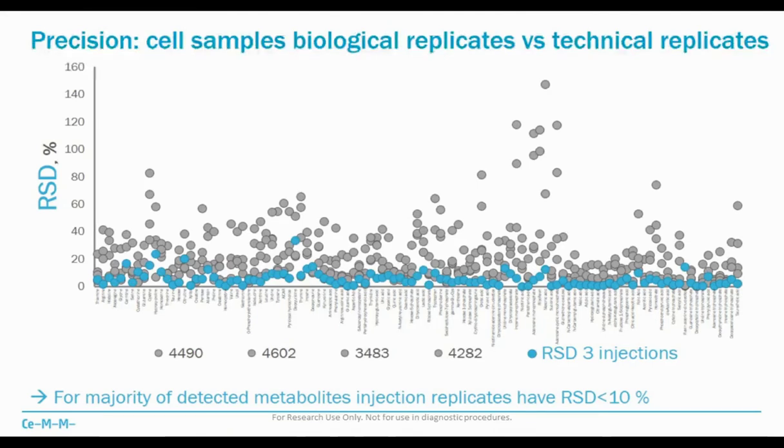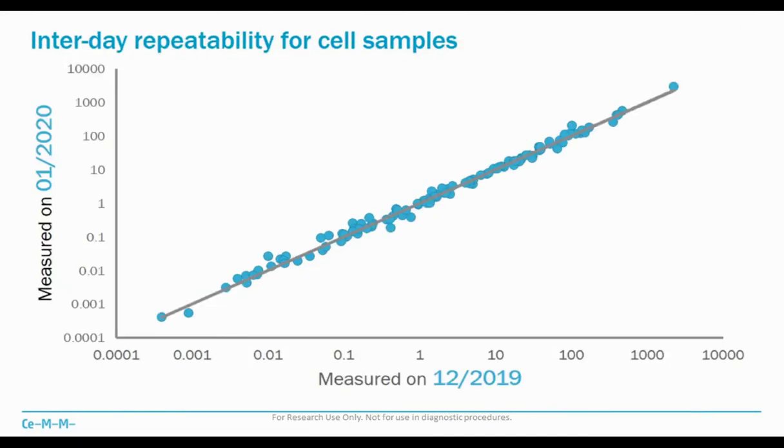And as you can see, for most or all detected analytes, metabolites, the RSD of repeated injections is much lower than the RSD of biological replicates. And for the majority of metabolites, it was really lower than 10%. This shows that precision is really good for this method.